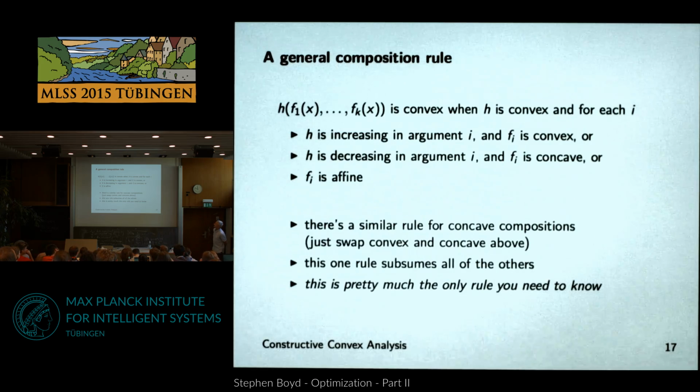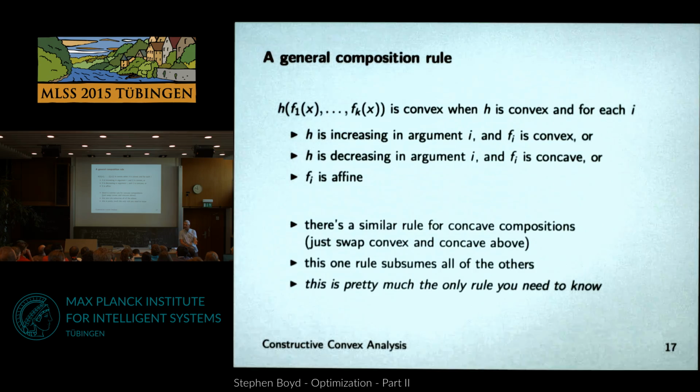Okay, so here it is. That's it. So it turns out this is everything. Let's see that. So let's start with this. I mean, this is kind of a silly way, but let's use this one rule to show that if you double a convex function, it's convex. So how do you show that?